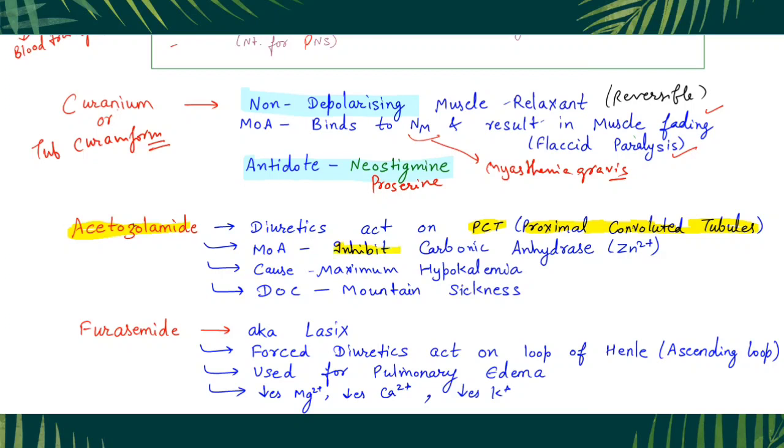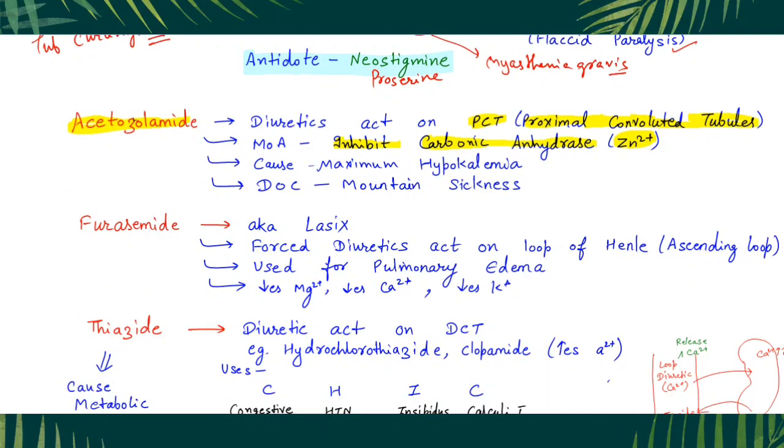What is the mechanism of action? It inhibits carbonic anhydrase. And what is the cofactor for carbonic anhydrase? We know that it is zinc, Zn2+. Which diuretic causes maximum hypokalemia? That is acetazolamide. Remember, all diuretics cause hypokalemia, meaning decreased potassium, except potassium-sparing diuretics, which we will study a little bit now.